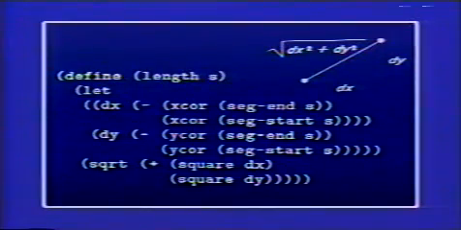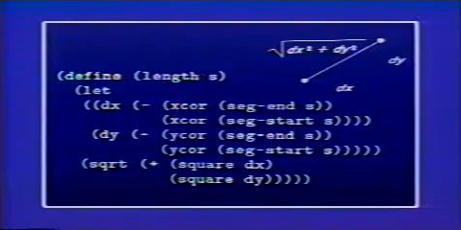And then similarly, we can build something like the length of a segment. We use Pythagoras' rule. The length of the segment is the square root of dx squared plus dy squared. To get the length of a line segment, we'll let dx be the difference of the x-coordinate of one endpoint and the x-coordinate of the other endpoint, and we'll let dy be the difference of the y-coordinates, and then we'll take the square root of the sum of the squares of dx and dy. That's what this says. So there's an implementation of length.